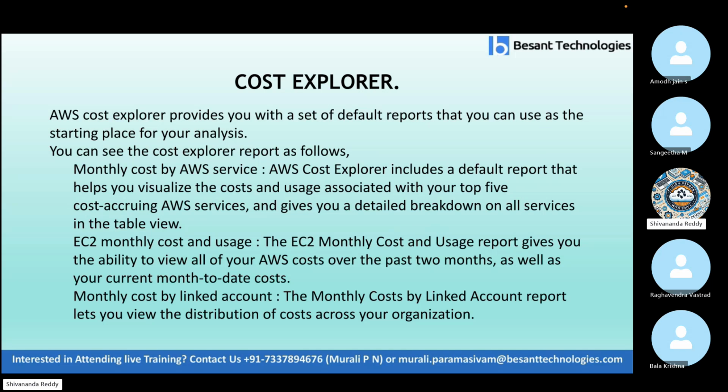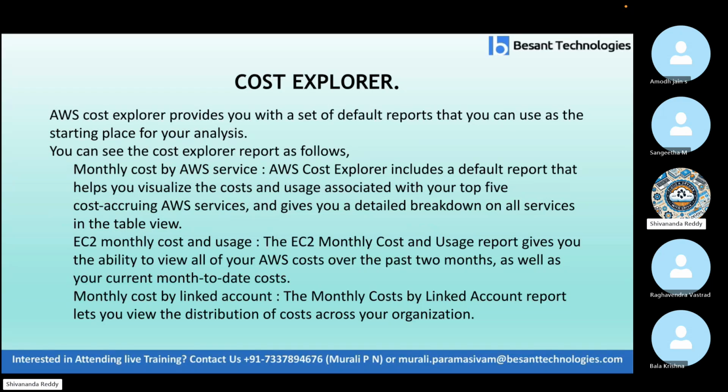Okay. You can see the Cost Explorer reports as follows: monthly cost by AWS service. AWS Cost Explorer includes a default report that helps you visualize the cost and usage associated with your top five cost-incurring AWS services, and it gives you a detailed breakdown of all the services in the table view. Okay. EC2 monthly cost and usage. The EC2 monthly cost and usage report gives you the ability to view all your AWS cost over the past 2 months, as well as your current month-to-date reports also.